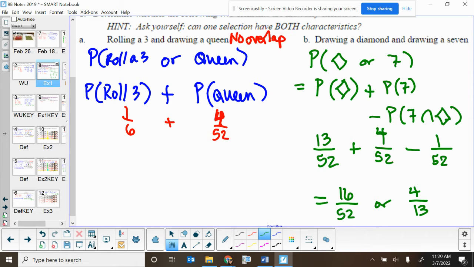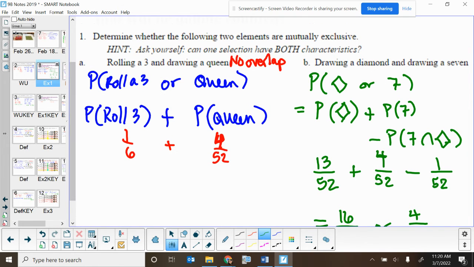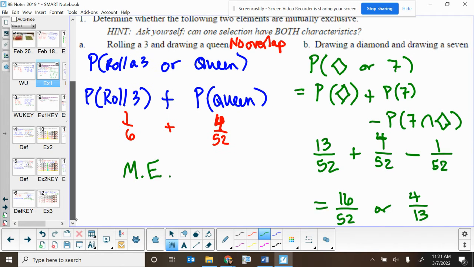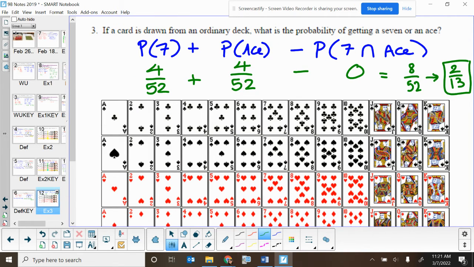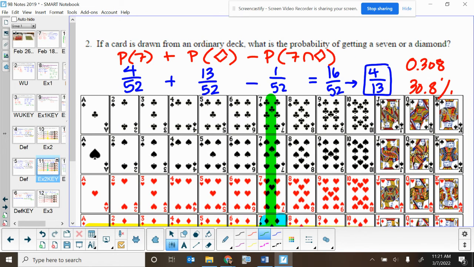Okay, example 2, what this question is really asking is, are they mutually exclusive? These are mutually exclusive because there's no overlap. This one has overlap, so these are not mutually exclusive because there is an overlap. And that overlap is right there. Okay, so example 2 asks you to find the probability, which we just did.